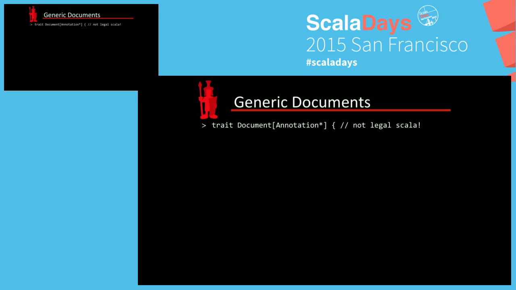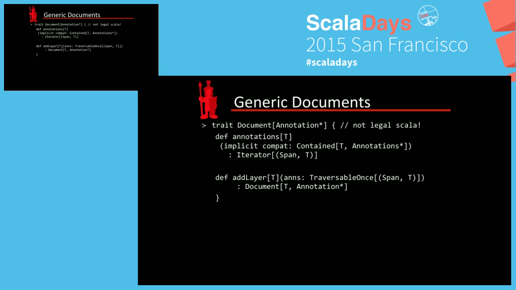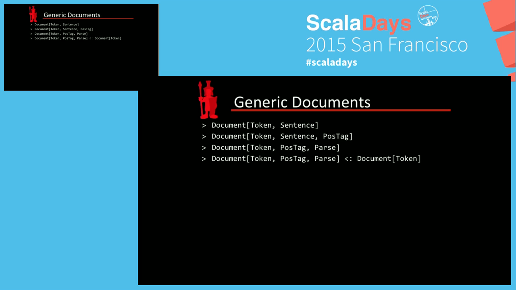In our sort of magical Scala, with type parameters, we'd like to be able to say we have an annotations method that gives us the annotations for a type T if that annotation type is contained in our list of annotations. Similarly, we can concatenate a new kind of annotation onto a document. Okay. Again, this is what we would like to be able to say.